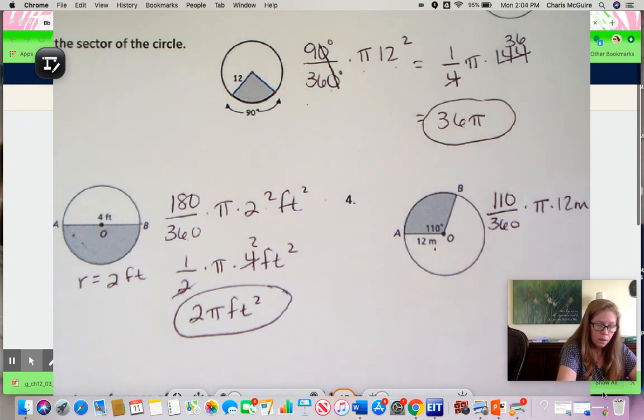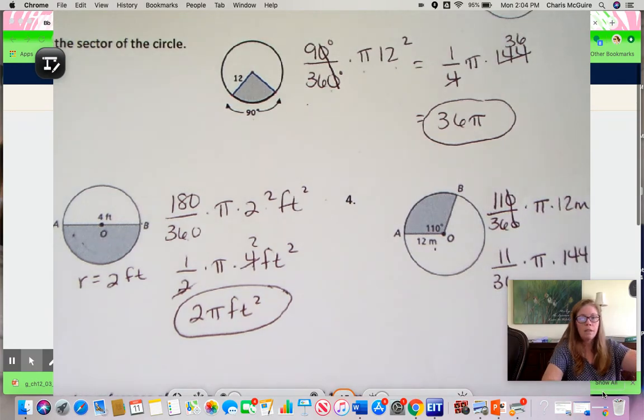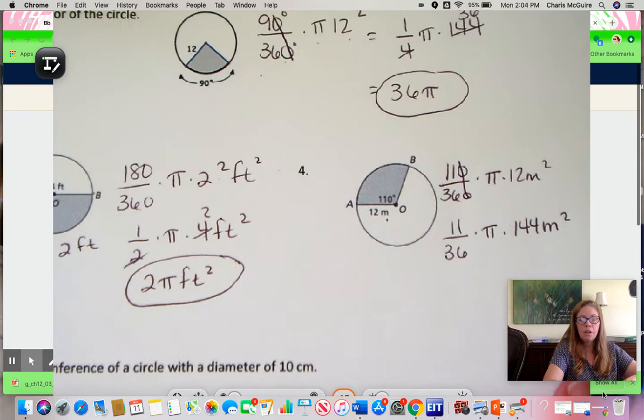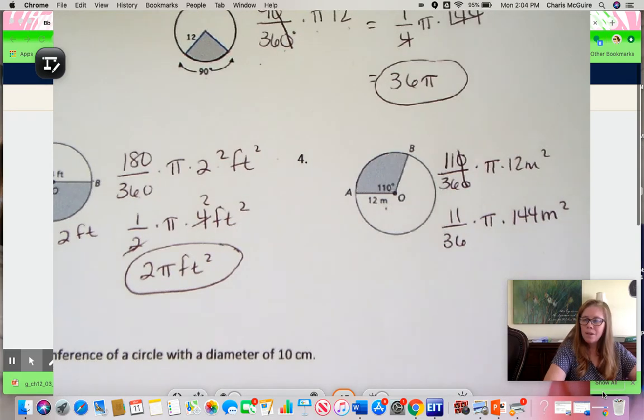squared. Right, so right away, cancel out those zeros. We have 11 over 36 times pi times 144 meters squared. Oops, can't see that, can you? There you go. So how are you going to simplify this one?